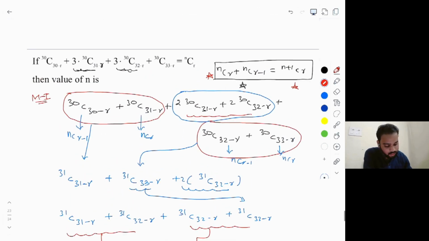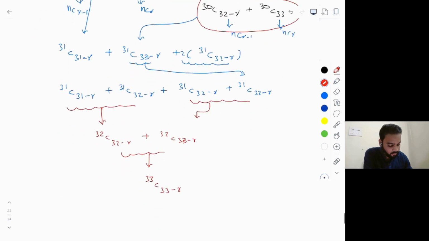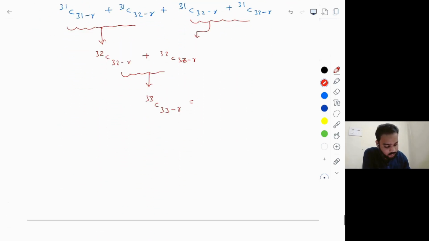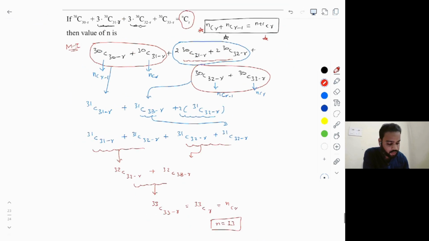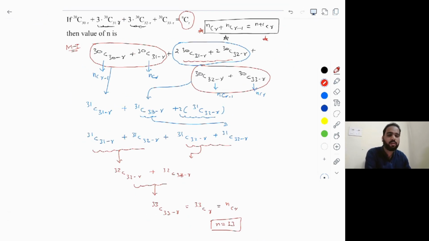And let's look at the required part. They are saying that this is equal to nCr. We have to find out the value of n. For that, here we know that nCr is the same as nC(n-r). And then I can write this as 33Cr. So which means if I equate this to nCr, I get n is equal to 33. Okay. So as you can see, it is a pure application of one simple formula, nCr plus nC(r-1) is equal to (n+1)Cr. So this is one method, and this is a property you have to recall from the binomial theorem actually.